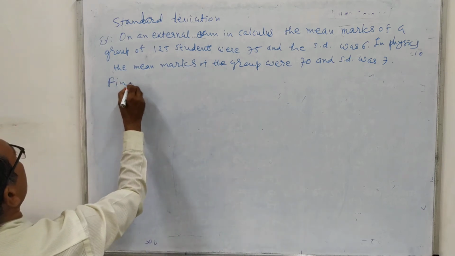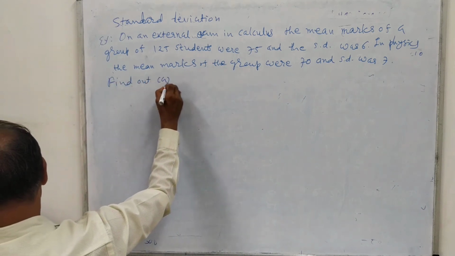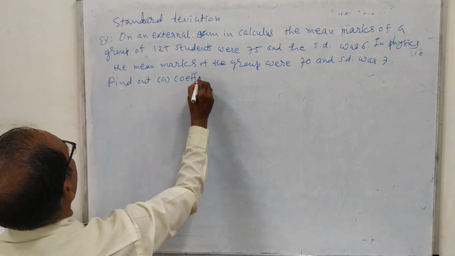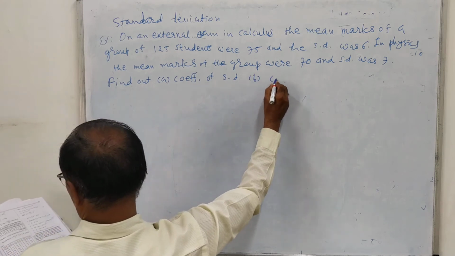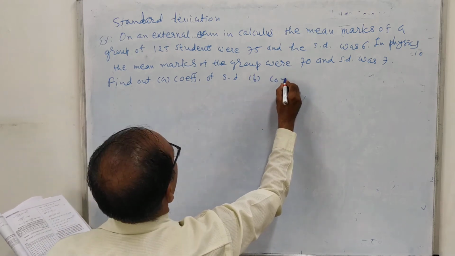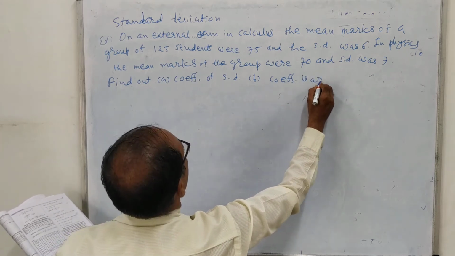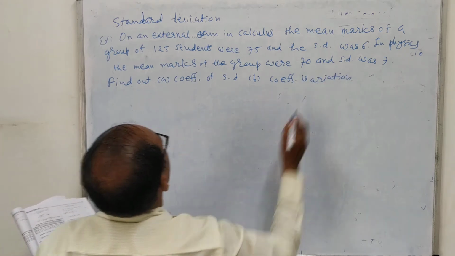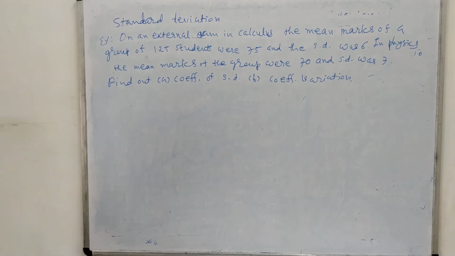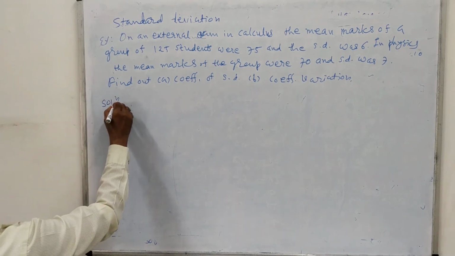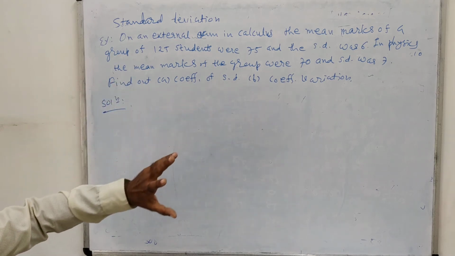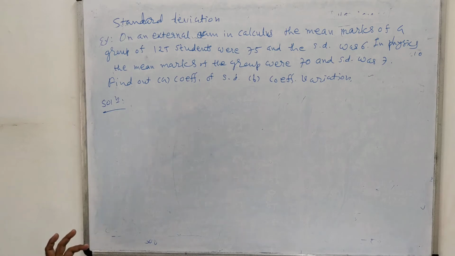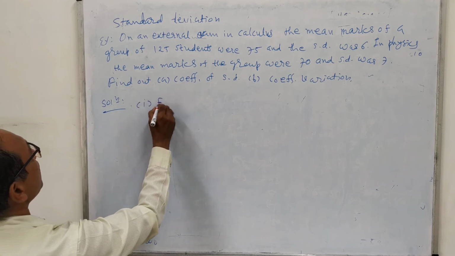Find out A, coefficient of standard deviation, B, coefficient of variation. So here we want to find out the parts A and B, but before that you note down in the problem that it is given on an external exam in calculus subject the mean. That means we have to find out the different things for both the subjects. First of all we will find out for calculus.